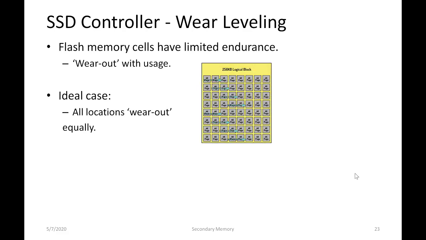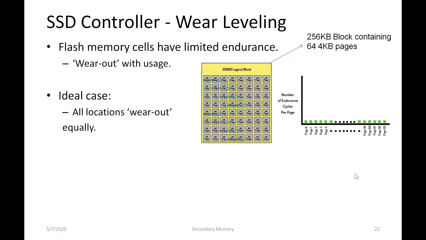For example, if we have a logical block with 256 KB size, it would have 64 4 kilobyte pages. Now, if the number of writes to each of these pages are more or less same, then the endurance cycles per page for all the pages will be more or less in the same range. So the way we can interpret is all of them are dying more or less equally.